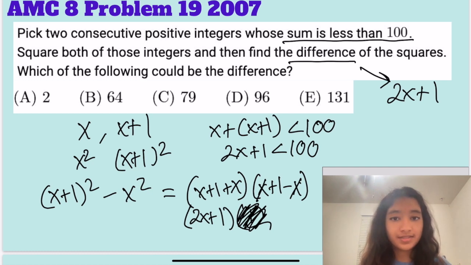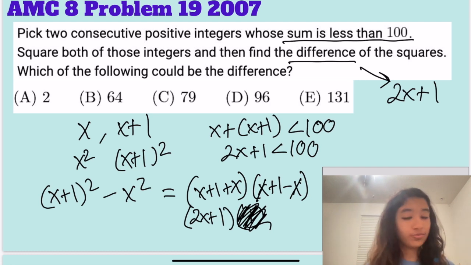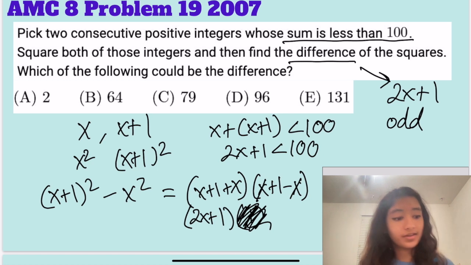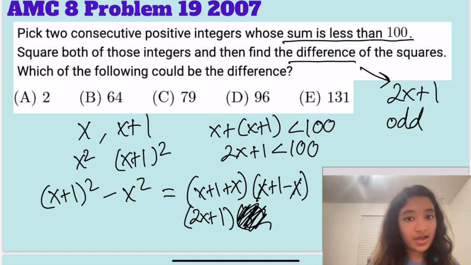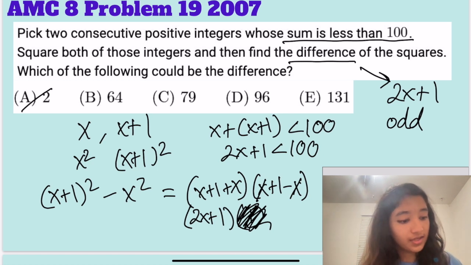Since 2x is always an even number, because 2 times anything makes that number even, and we're adding 1, and an even number plus 1 is an odd number, we know that 2x plus 1 will be odd. And since we have many answer choices here, we can just cancel out any of the answer choices that are even, and that only leaves us with 2.